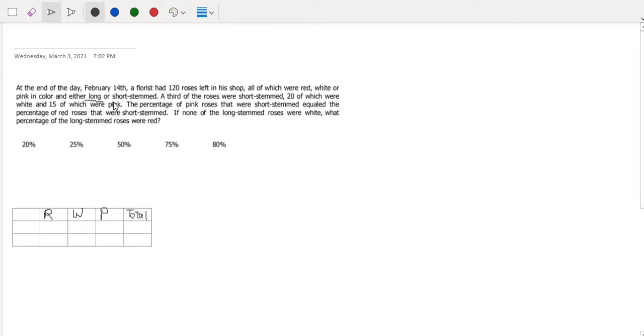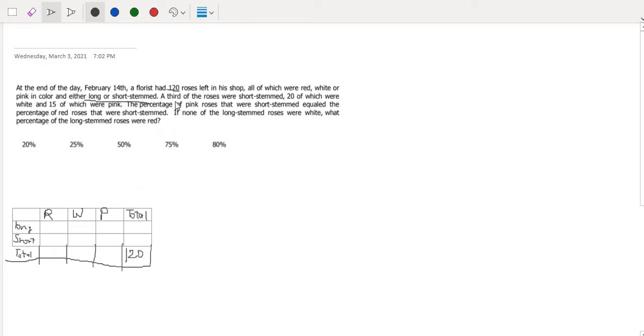The two categories are long or short stemmed. Any of the rows can be long stemmed or short stemmed, right? But there won't be any overlap between long and short. So why not have a total below, yeah, we have to. I just didn't do this, so let me do this. Now what is the total intersection here? It's already given, total roses are 120 altogether.